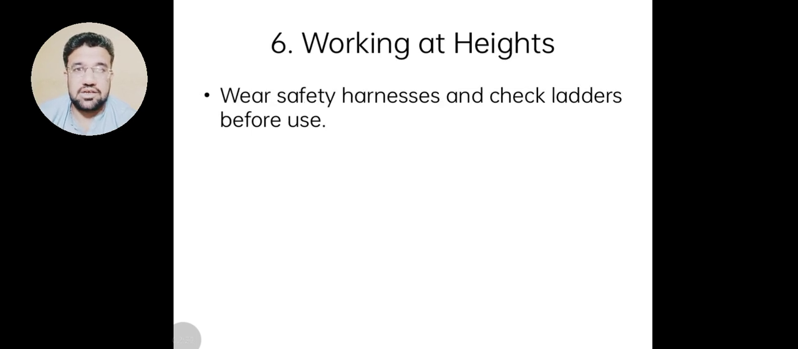Sixth is work at heights. Whenever you work above ground level, at least 1.8 meters, that is known as work at height. For work at height, you also need a permit to work. Then wear safety harnesses and check ladders before use. Means use the proper PPEs. You must have a work permit and use scaffolding or harnesses.